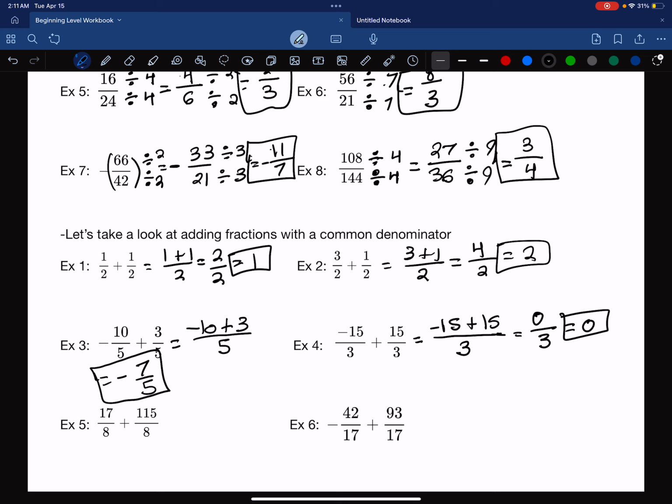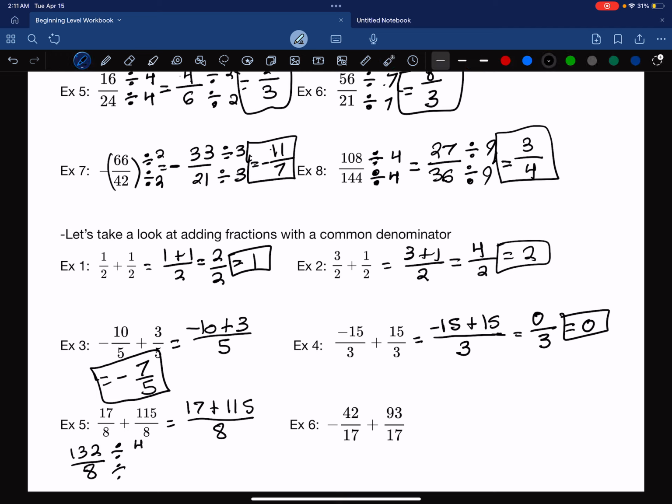Looking at example 5, we have 17/8 plus 115/8. So we're going to set this up. So 17 plus 115 over 8, and 17 plus 115 ends up being 132 over 8. And because both of these are even, we can divide by 2. But like I said, I would see if you can divide them by 4 first to reduce the amount of simplifications you have to do.